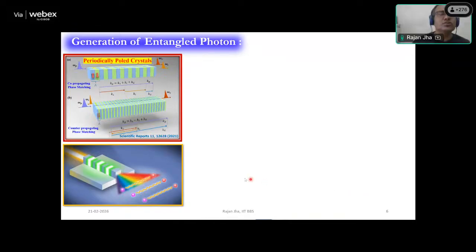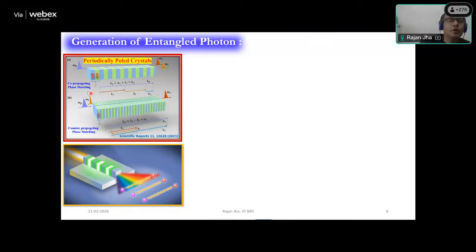So this slide takes you to how periodically poled lithium niobate, or how periodically poled crystals, can be utilized for creation of, let's say, two types of beam, like idler and signal. In a periodically poled crystal, the direction of the field is flipped here. So these domains get flipped in the opposite direction, and this is how it is periodic in nature, and these are separated by some lambda, as you can say.